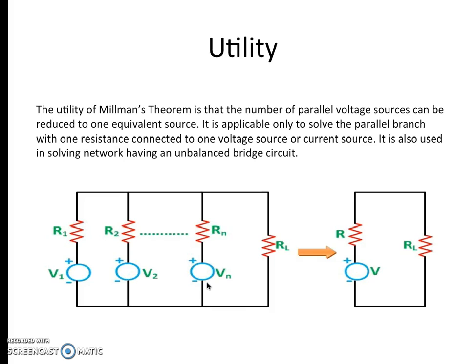Now what is the utility of Millman's theorem? The utility of Millman's theorem is that a number of parallel voltage sources can be reduced to one equivalent source. It is applicable only to solve a parallel branch with one resistance connected to one voltage source or current source. It is also used in solving networks having an unbalanced bridge circuit. Here we have parallel voltage sources with resistances which can be reduced to a single source.